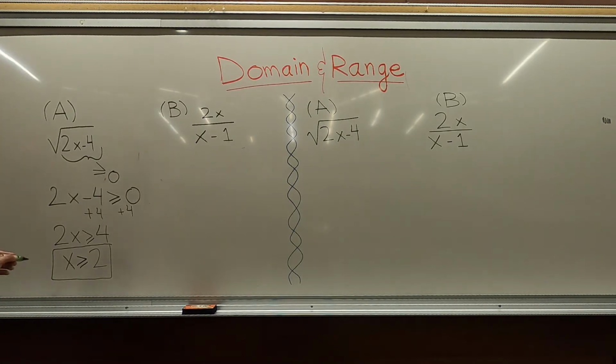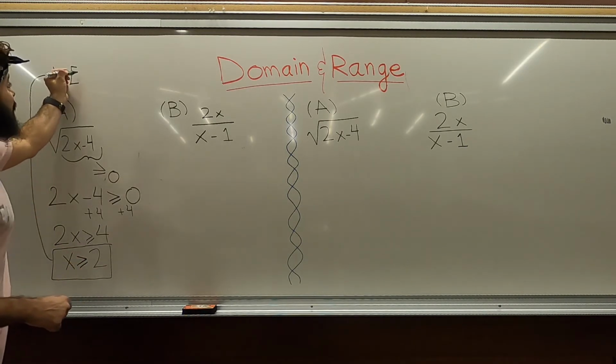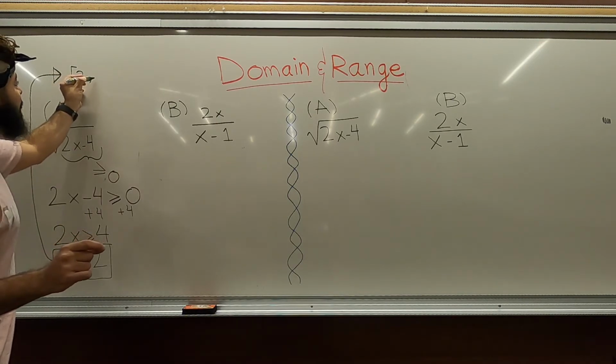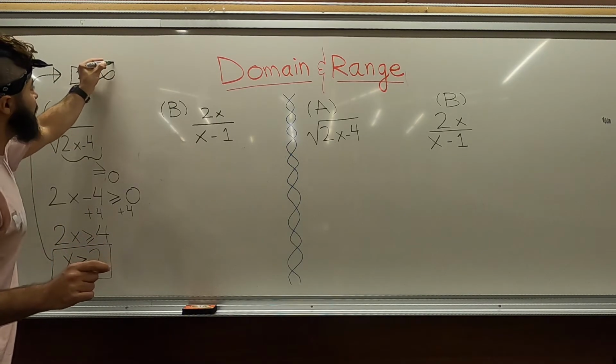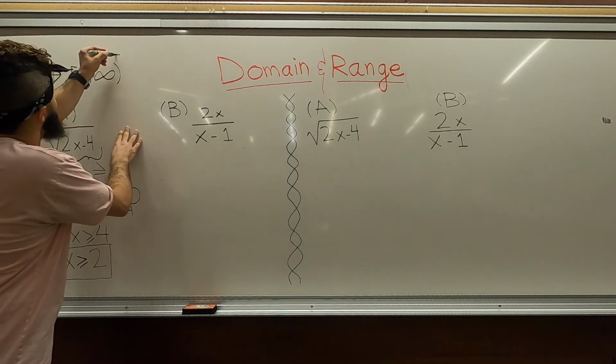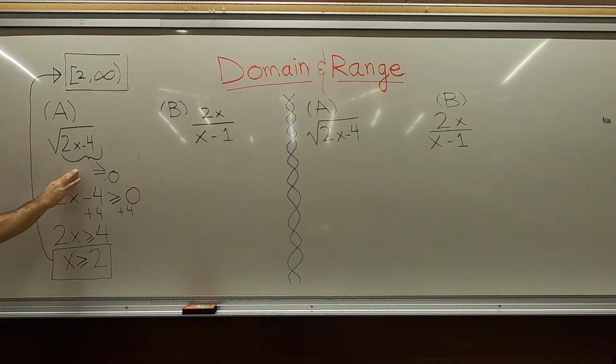Okay? And another way of writing x greater than or equal to 2 is all the real numbers greater than or equal to 2, which is a bracket, because you're including 2. This is the set notation that a lot of teachers ask for, comma, all the way up to infinity, and always parentheses around infinity. Okay? So this is another domain answer, and this is one domain answer for A.